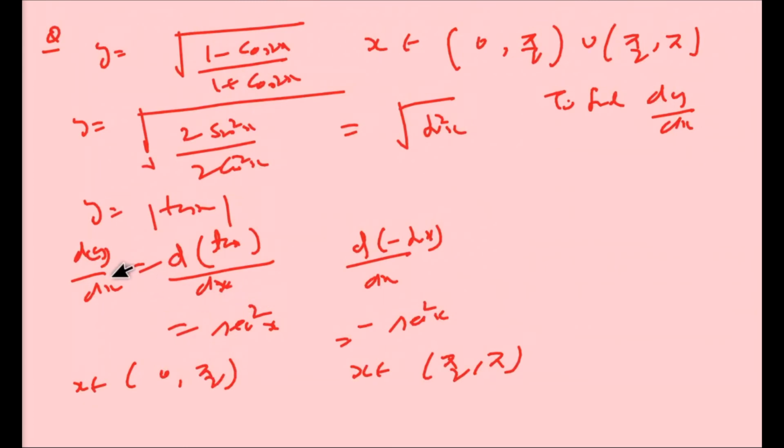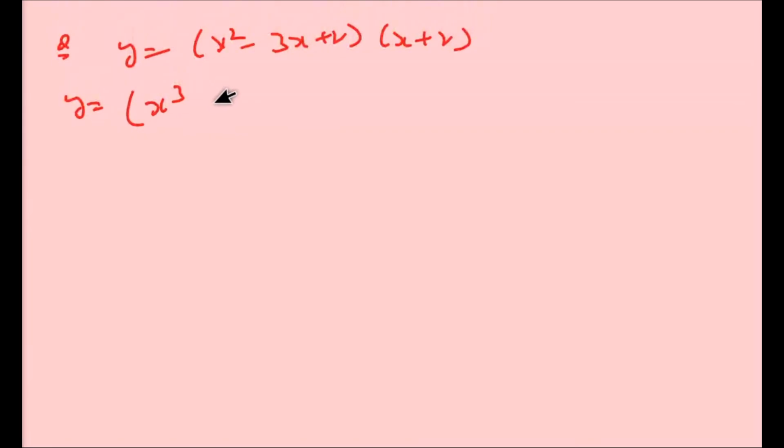Okay student, now one more question I am telling you. Let y equal to (x square minus 3x plus 2)(x plus 2). Looking at it first, we can say we have to use the product formula, but we can find it in an easy way by opening this bracket. I am writing the answer directly: x cube minus x square minus 4x plus 4. You can check this by opening it yourself.